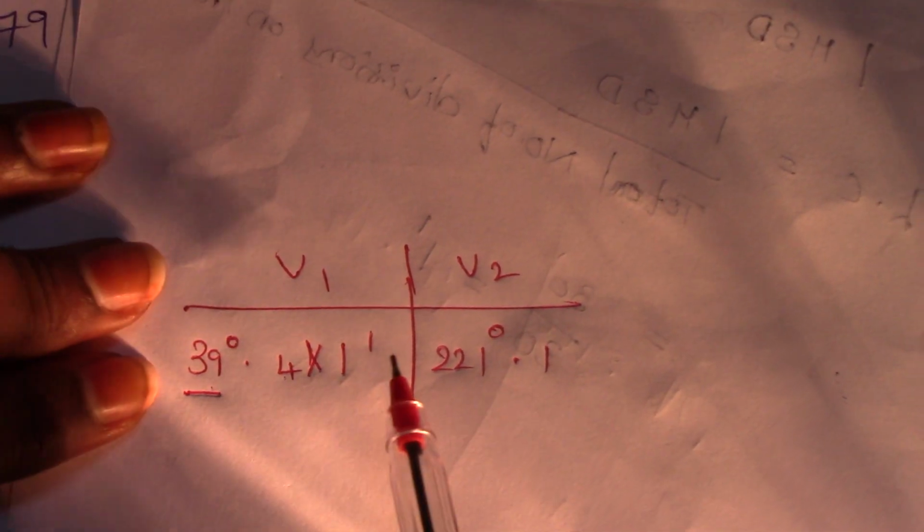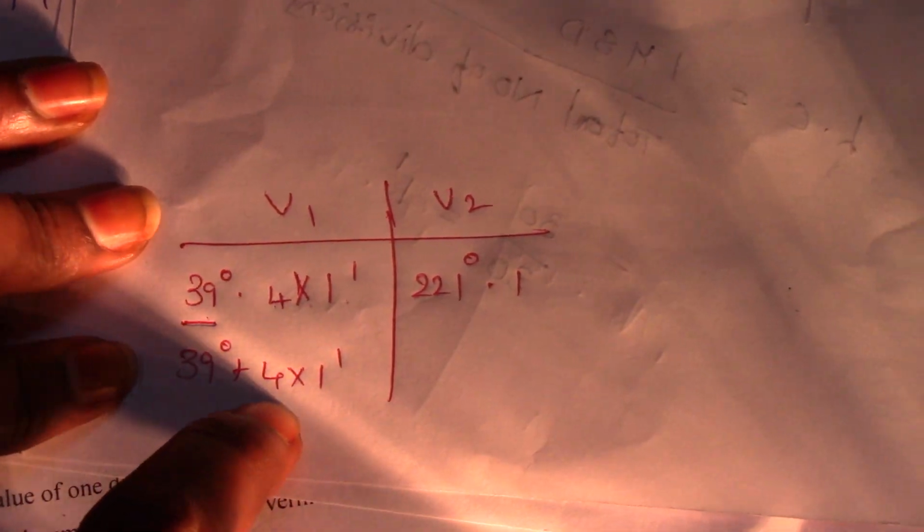So 39 degrees is the MSR and 4 lines is the vernier coincidence, into least count. That means 39 plus 4 into 1 minute. This is your vernier 1. Now let us go to vernier 2 for the same green color.